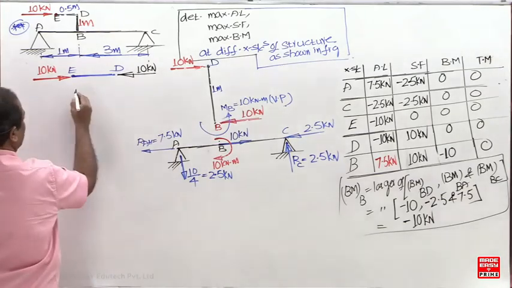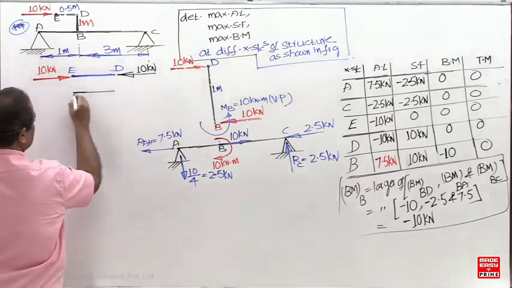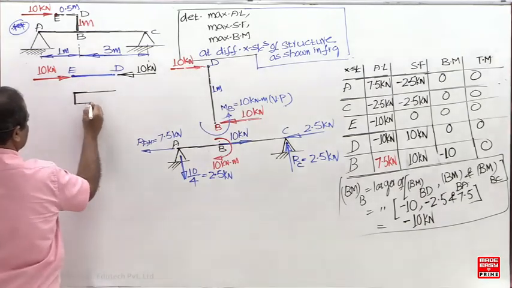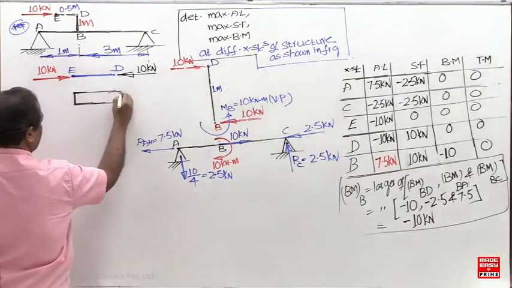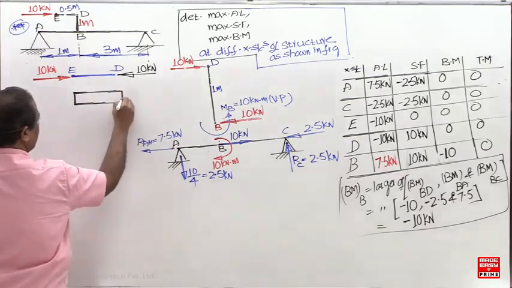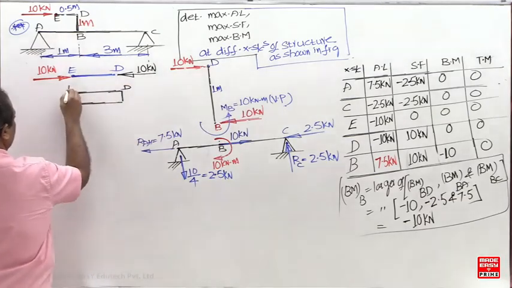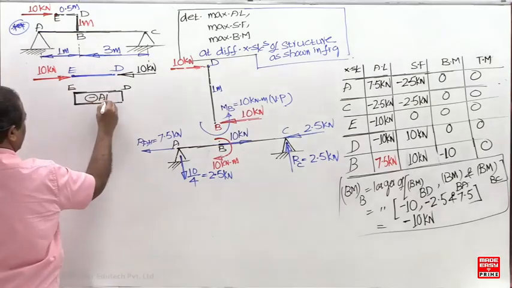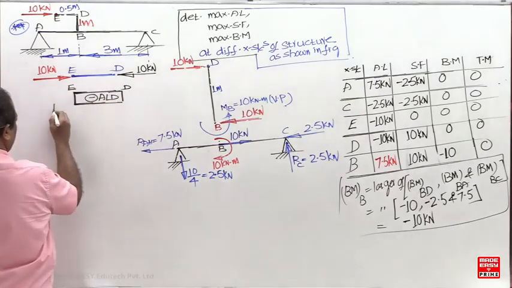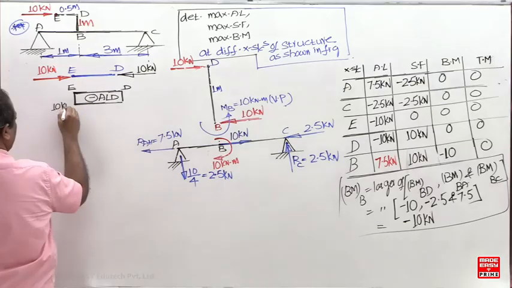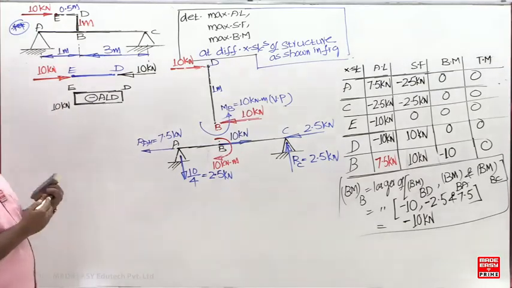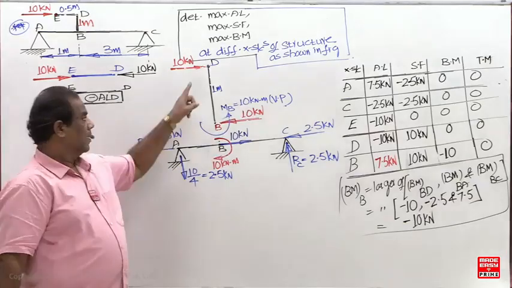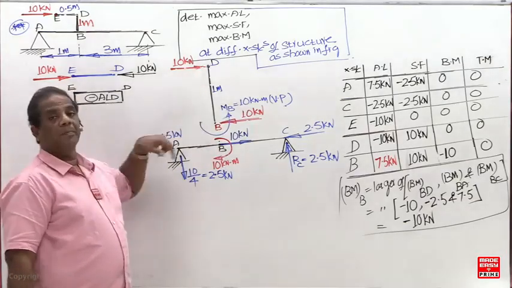It is a pure axial compressive load. Pure axial compressive load. No other diagram. But here, how many diagrams are going to be there now? SFD and BMD.